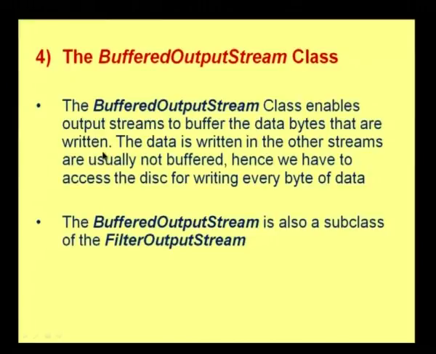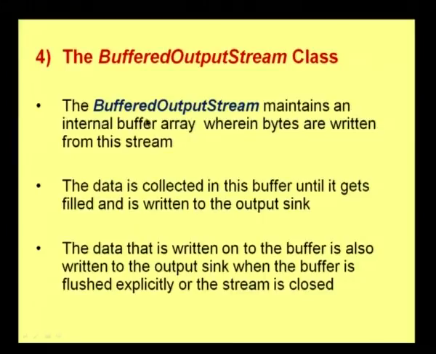Whenever I write the data bytes, I can buffer them using my buffered output stream. The data written in other streams is usually not buffered, hence we have to access the disk for writing every byte of data. Buffered output stream is also a subclass of the filtered output stream. It maintains an internal buffer array wherein bytes are written from this stream.